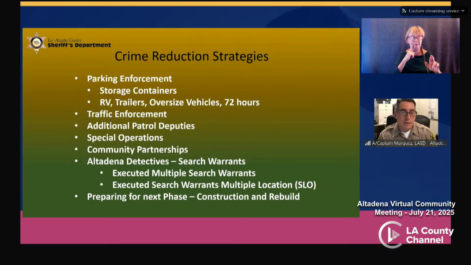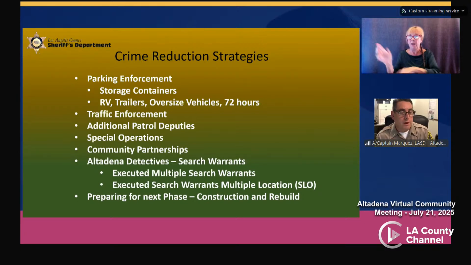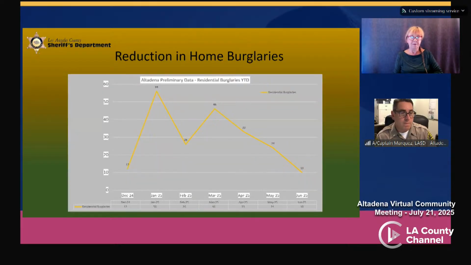And lastly, we also had our detectives execute a search warrant of a cannabis store on Lincoln, and we shut that location down. Cannabis stores cannot legally operate in LA County, in the county area of Altadena. So we shut them down along with our narcotics bureau. If you can go to the next slide, please.